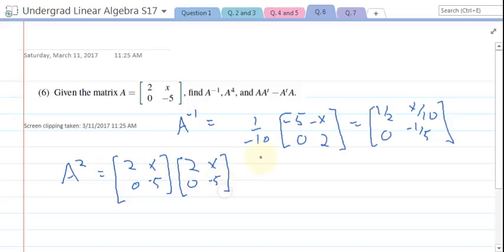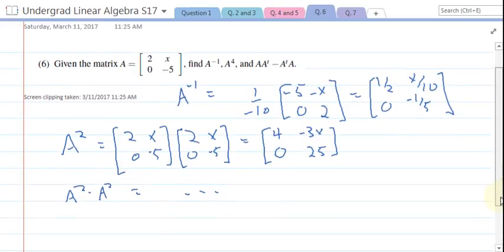Okay. And that's going to give me, let's see, if I do row and column, I'm going to get 4, and then here's going to be 2x minus 5x gives me minus 3x, and then I'm going to get a 0 here, and then I'm going to get a 25. Okay. Now that's A squared. If I want A to the fourth, I can take A squared times A squared. Okay. And do that, and I don't remember exactly what the answer is, but that's how you do it. You can check that out for yourself. If you have trouble doing it by hand, you can do it using Wolfram Alpha.